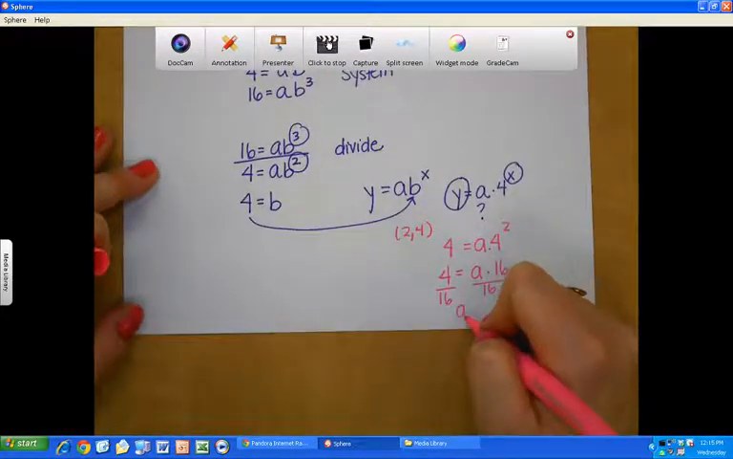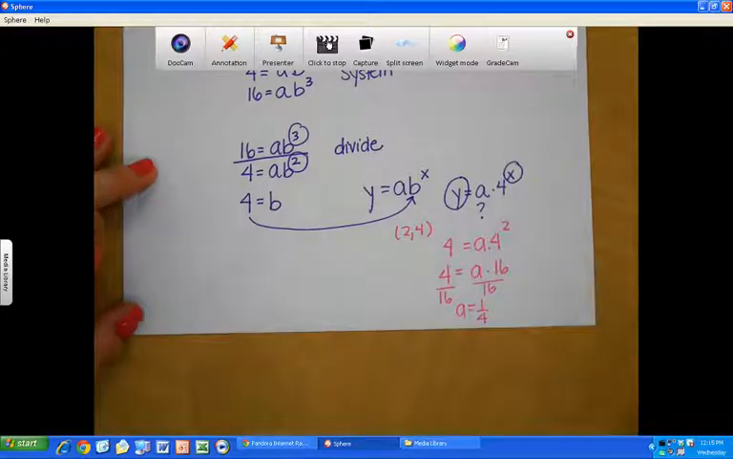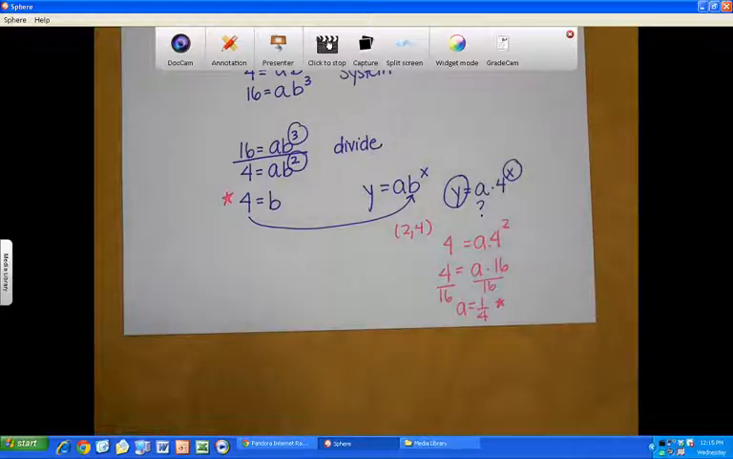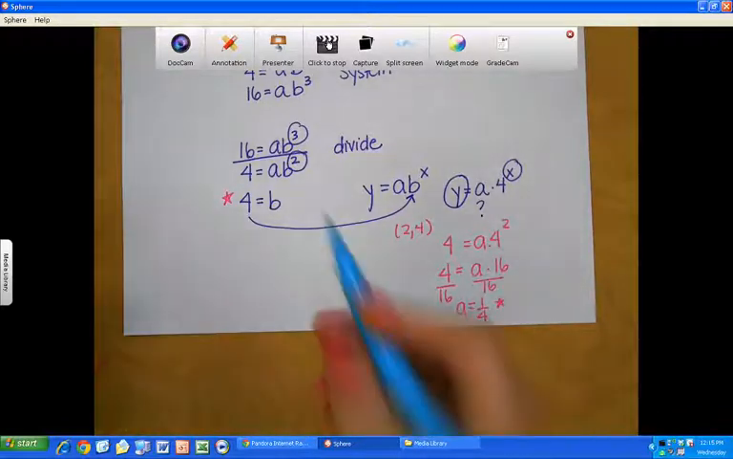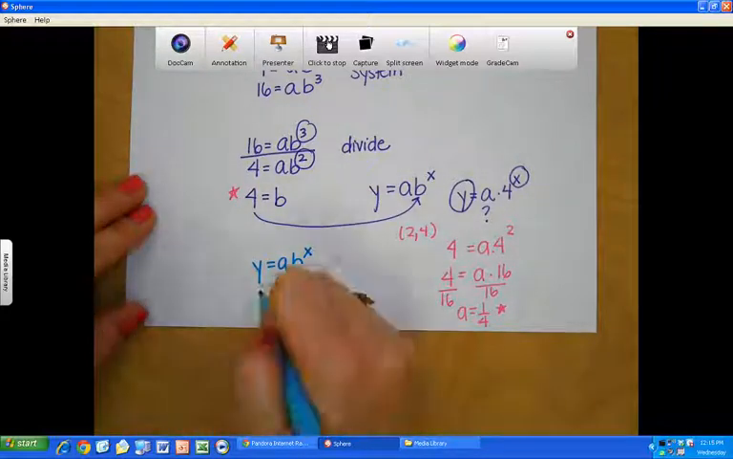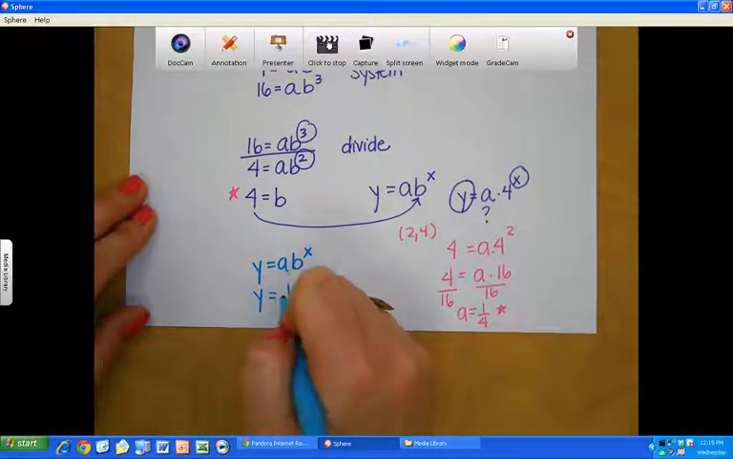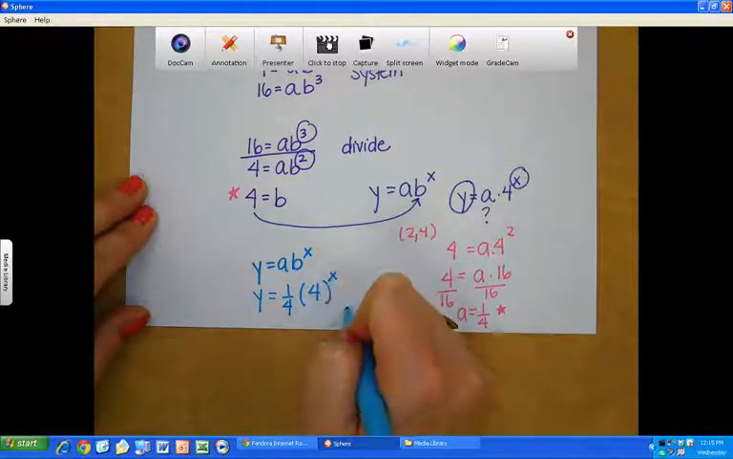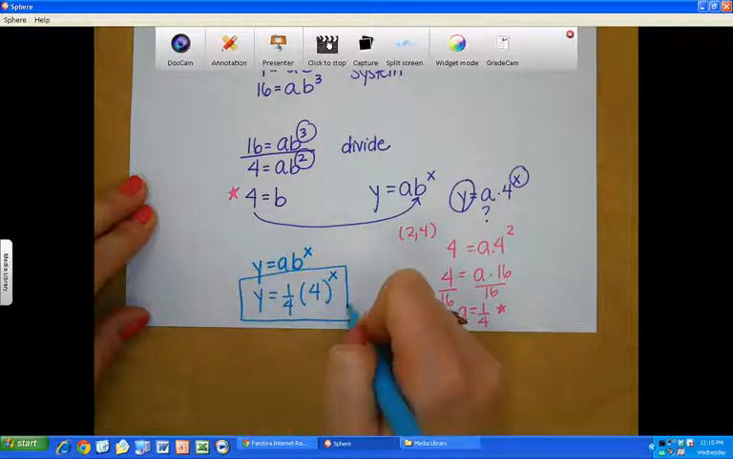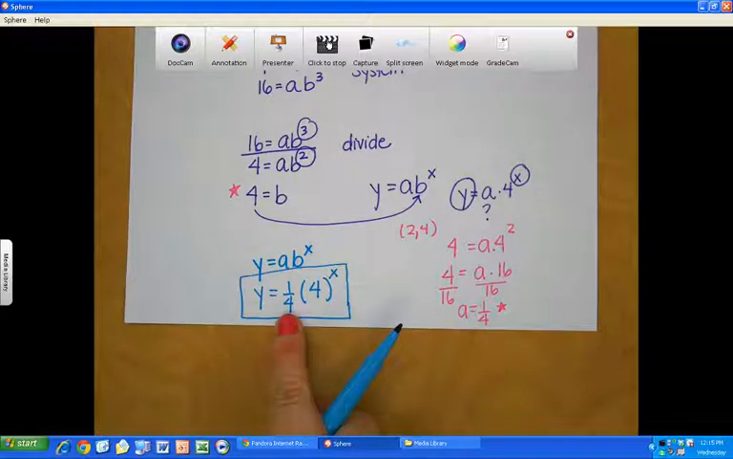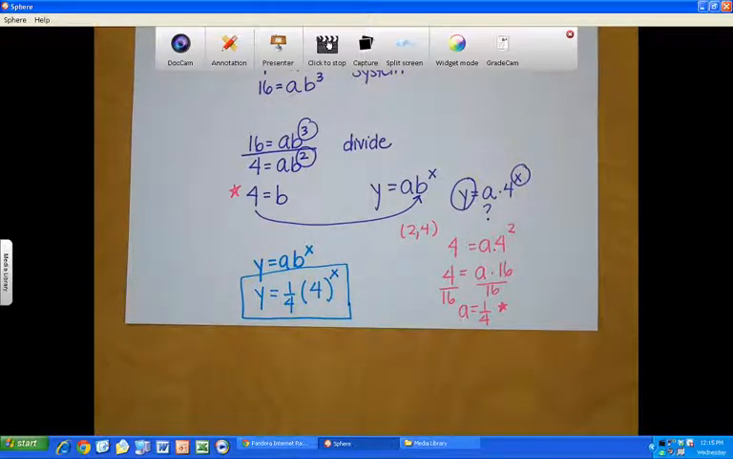So a is 1/4. So if I know b and I know a, I now can substitute those into my equation here. So I have y equals 1/4 times 4 to the x. We don't have to graph this right now, but that's the equation. So that's your growth factor, that is your intercept, and that's the equation. All right, you give it a try.